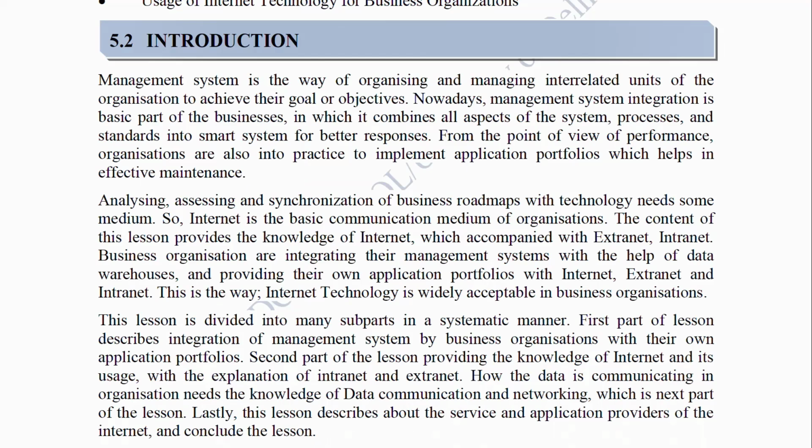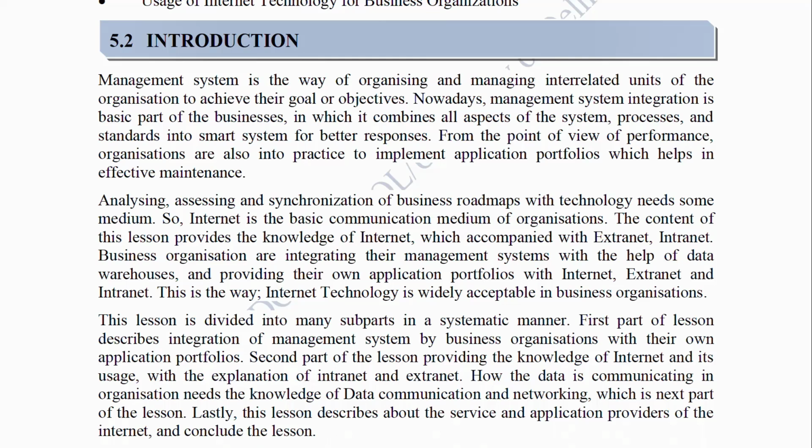5.2, Introduction. Management system is the way of organizing and managing interrelated units of the organization to achieve their goals or objectives. Nowadays, management system integration is a basic part of businesses, in which it combines all aspects of the system, processes and standards into a smart system for better responses.